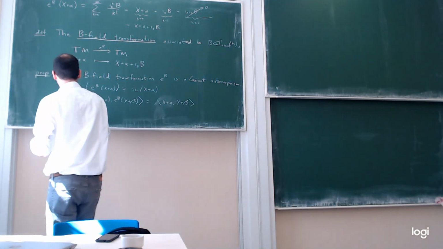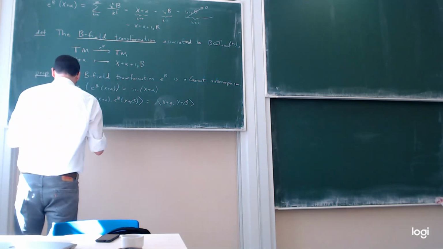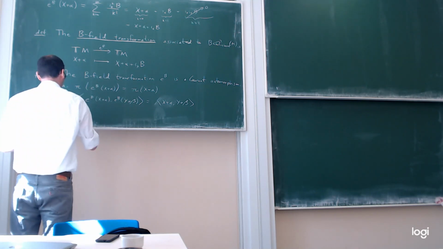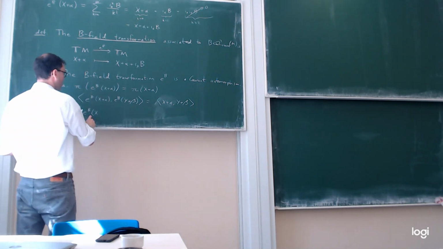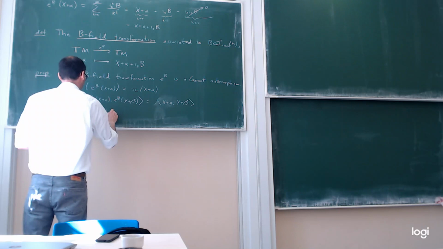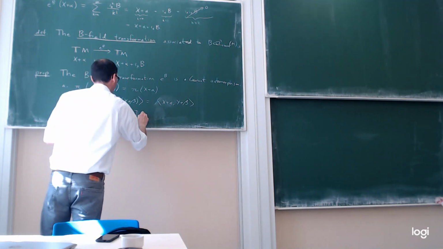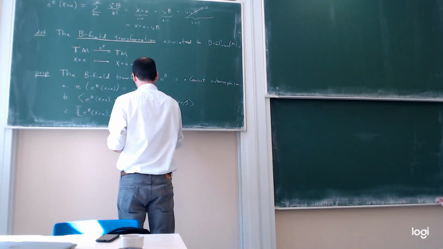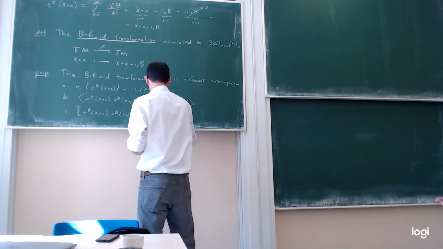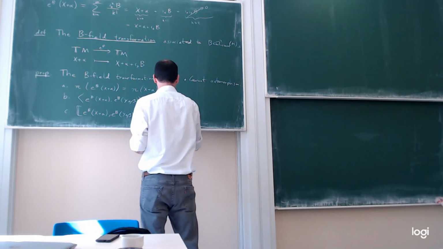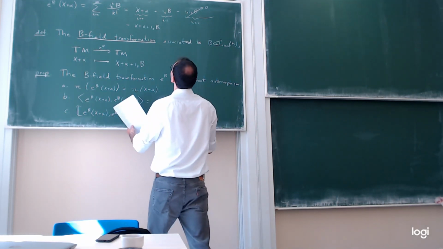And thirdly, and the most complicated one, is that the Courant bracket applied to the B field transformation of x plus alpha and y plus beta, respectively, is equal to the B field transformation applied to the Courant bracket of x plus alpha and y plus beta. Okay.